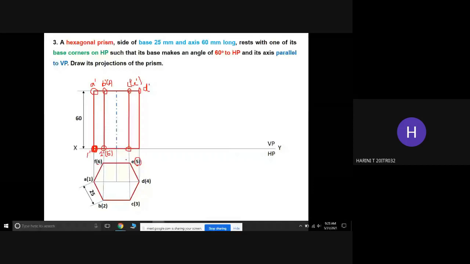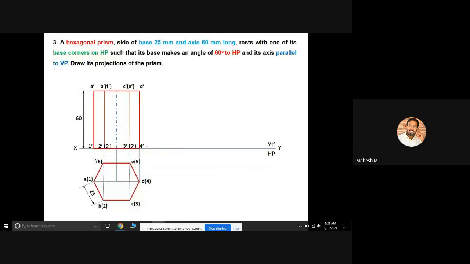3 dash of 5 dash. Last point, 4 dash. Okay. So this is what our notation: A dash, B dash of F dash, C dash of E dash, D dash, and 1 dash, 2 dash of 6 dash, 3 dash of 5 dash, and finally 4 dash.